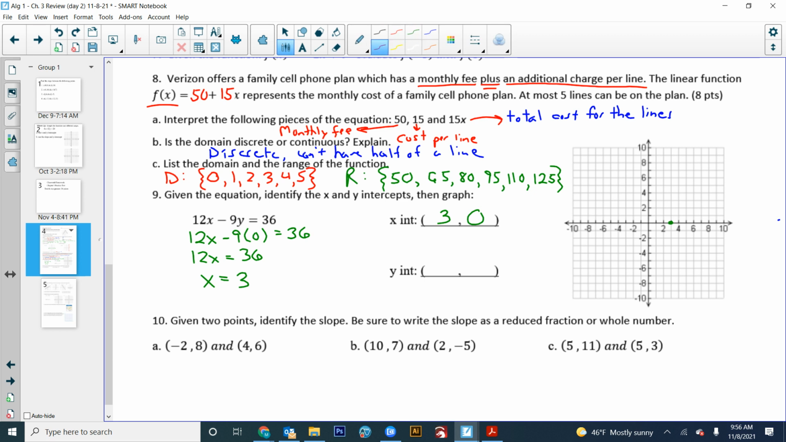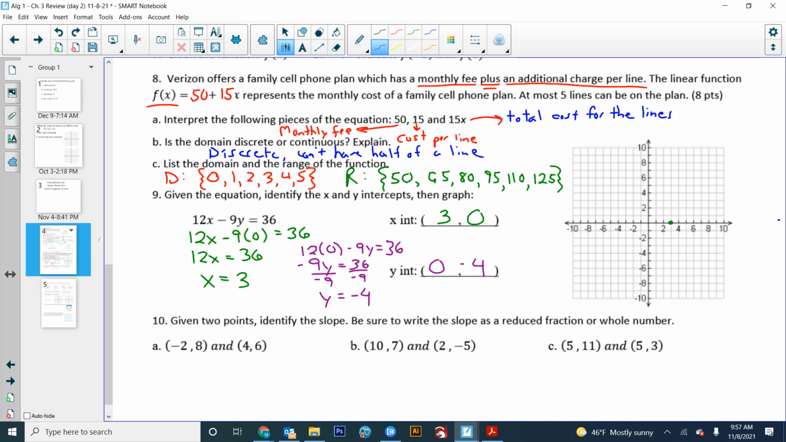Let's find the y-intercept. For the y-intercept, we know the x value is going to be 0. Let's plug in 0 for x. Now be careful here. All eyes up here. 12 times 0 is 0, but is this negative still there? Yeah, it's minus 9y. Divide both sides by negative 9. Y equals negative 4 when x is 0.